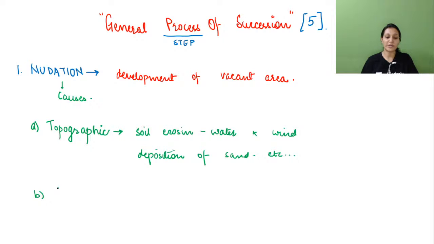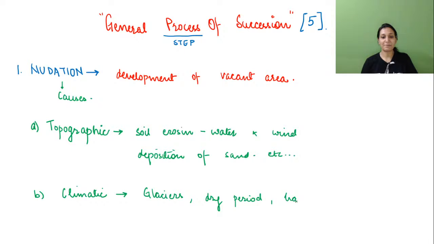After topographic, what are the other things? It can be because of climatic as well. The climatic changes may be because of glaciers, dry period, or hails and storms, etc., which are responsible for destroying the community. So climatic changes can be responsible for destruction. That can be glaciers, or there can be drought, hails, storms, fire. All these things come under climatic. So fire will also be included in climatic, right?